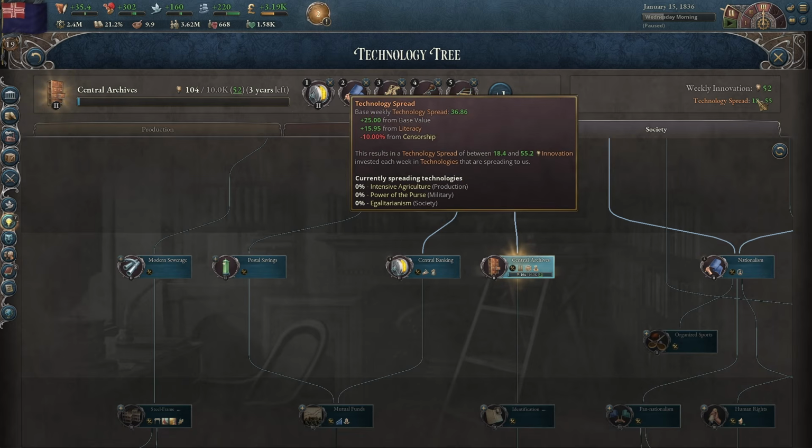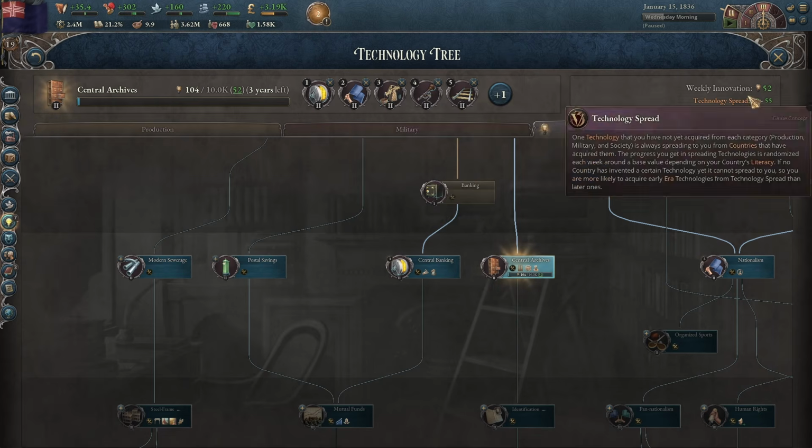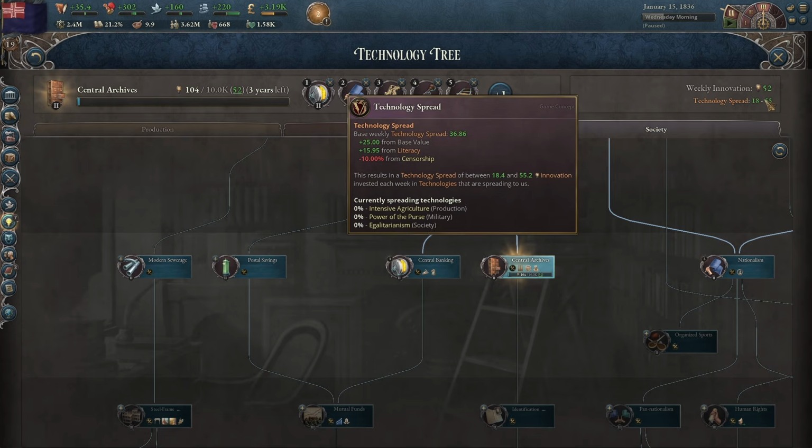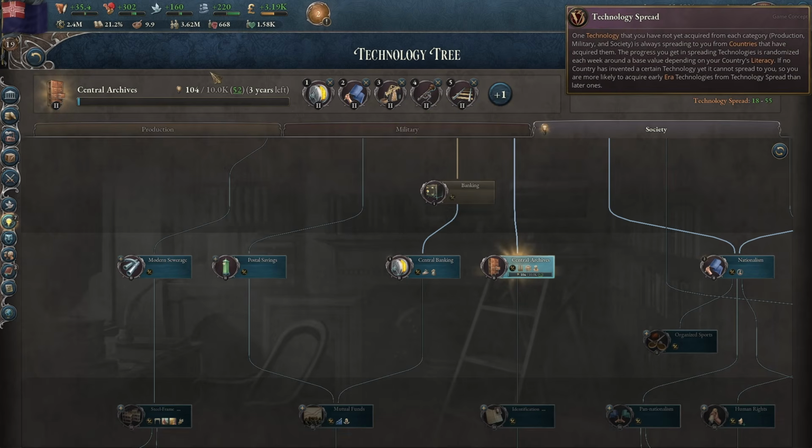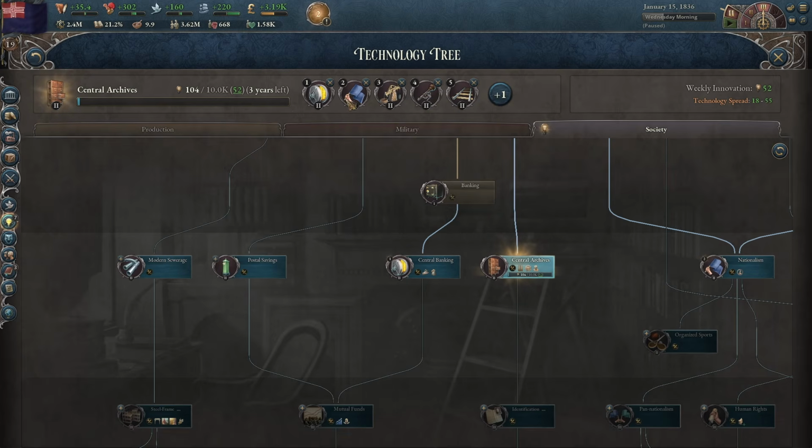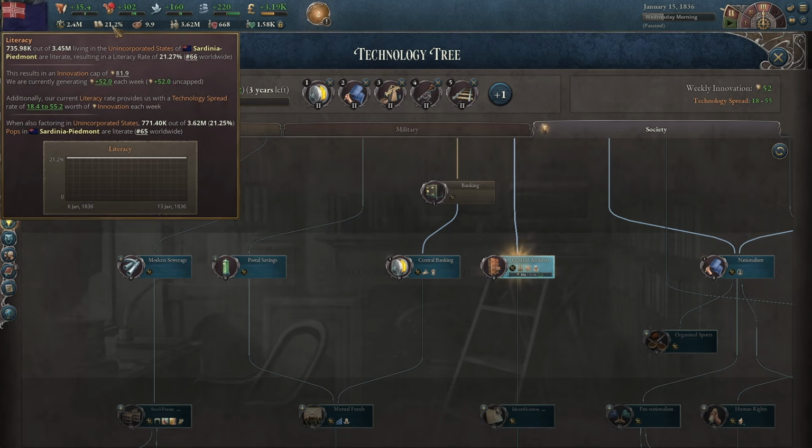Literacy is also going to give you tech spread. The more literate your society is, the more it's going to interact with the ideas that exist in other societies. But the more repressive your laws are, you see there that minus 10% on censorship, the harder it's going to be for your society to interact with ideas in other societies. So literacy is important, but it's not the only thing, and it really is more of an output than anything else, because there are so few ways to modify it.